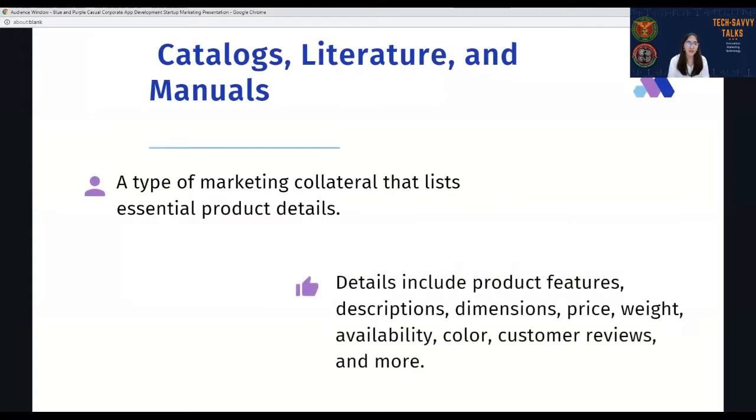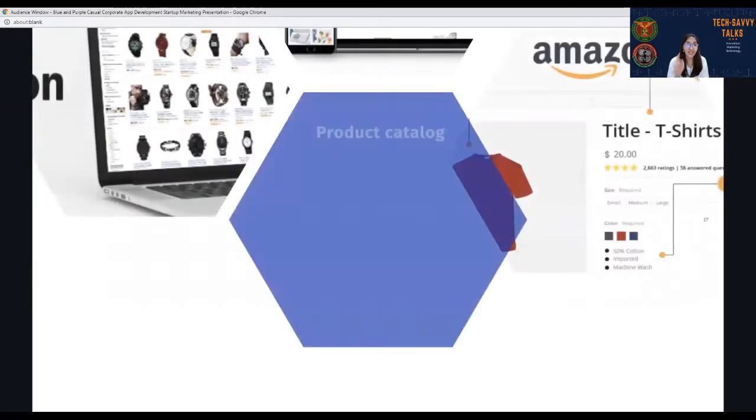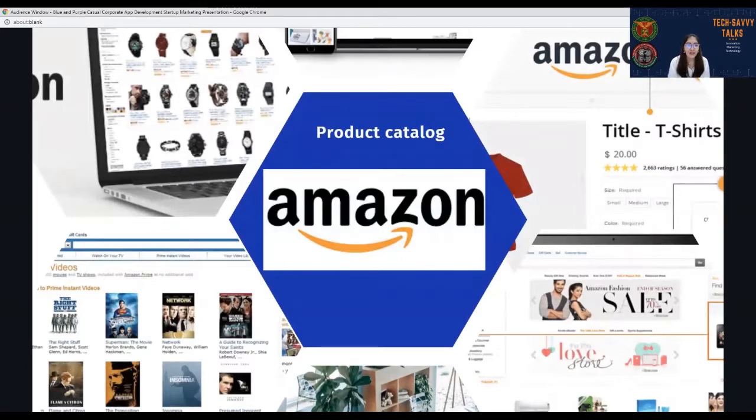So what are product catalogs? It is a type of marketing collateral that lists essential product details that help buyers make a purchase decision. And these details may include product features, description, dimensions, price, weight, availability, color, customer reviews, and more. And the best example of a product catalog is the Amazon Marketplace, where you can get a host of information on a single click.